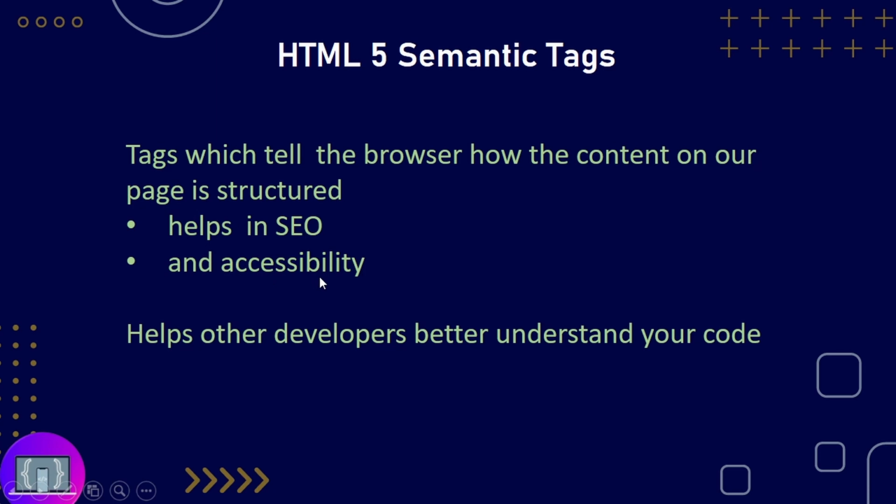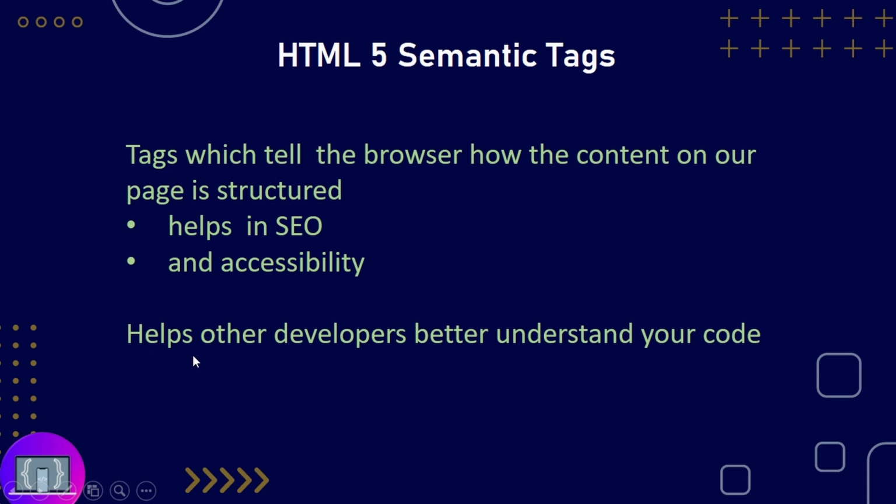For accessibility, modern websites nowadays are not useful only to those who can see, but also for those who are visually impaired. The browser being able to have an idea of the content in our website can better translate the information present on our website to those who are visually impaired using things like screen readers.